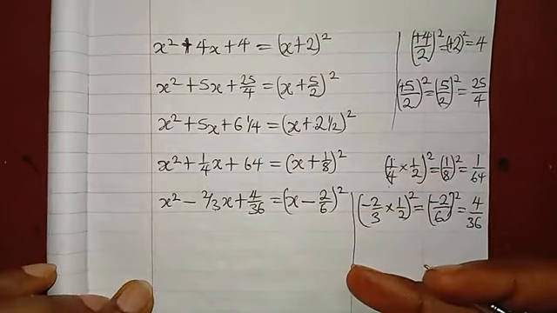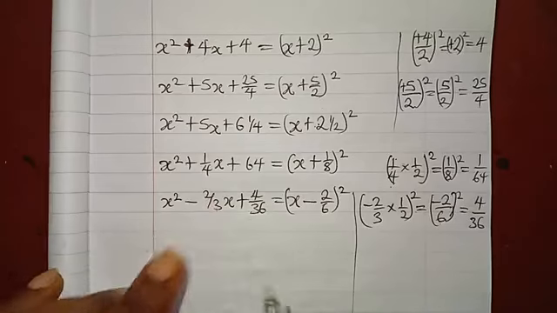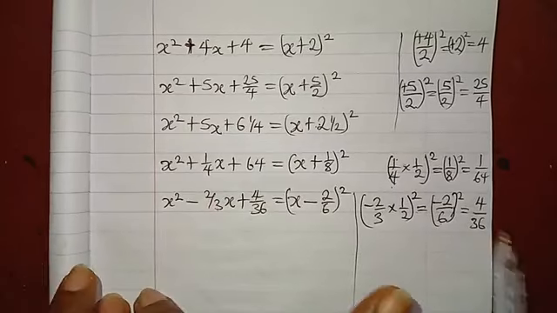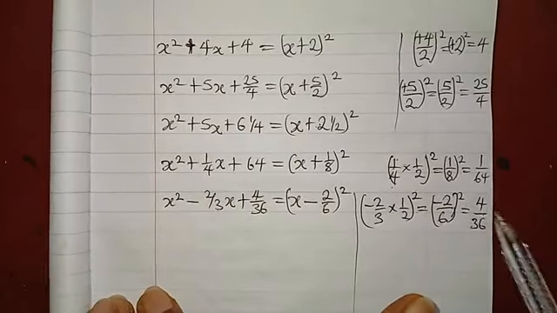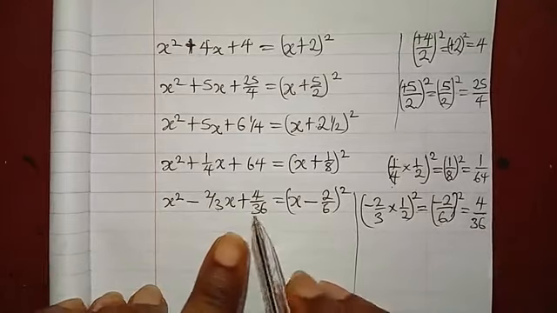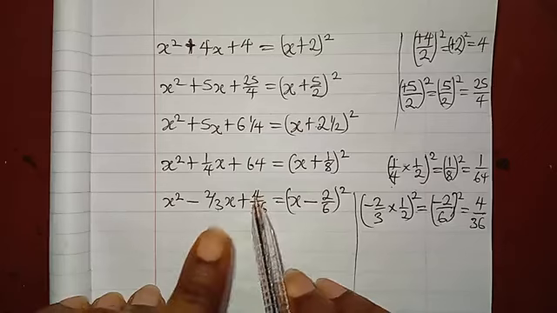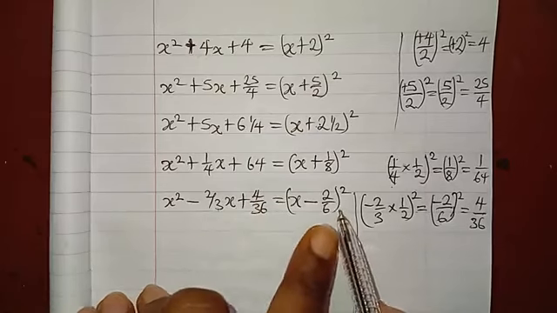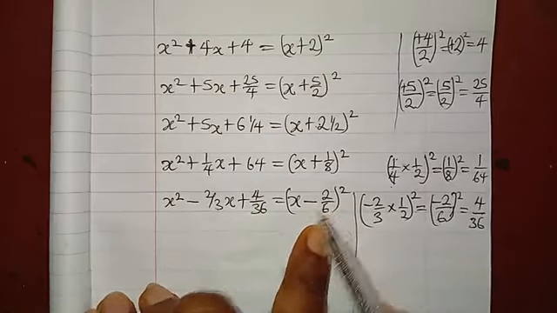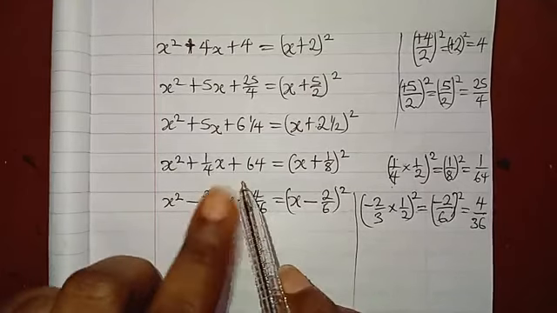You see, it's easy to handle, right? You just get this coefficient, half it, and square it. You add the half that has been squared to this part of the expression to make it a perfect square. And that perfect square will look like just half of this coefficient of x.